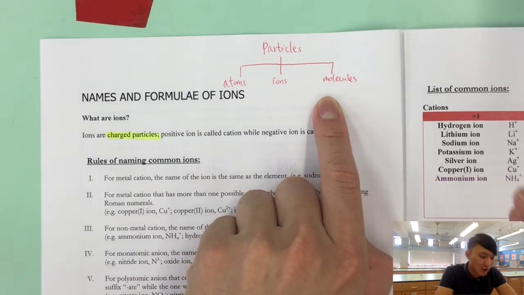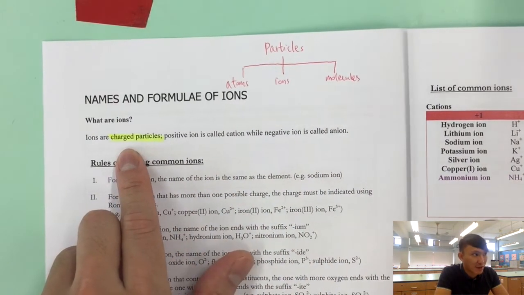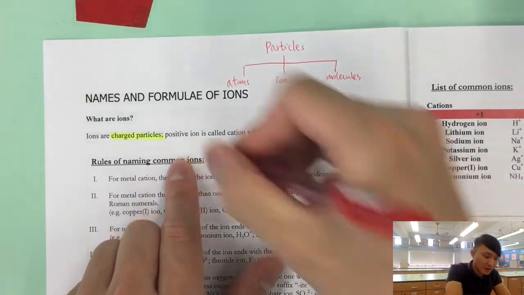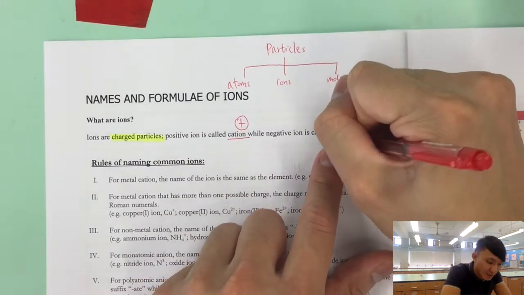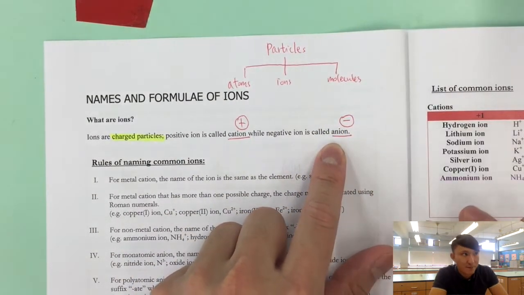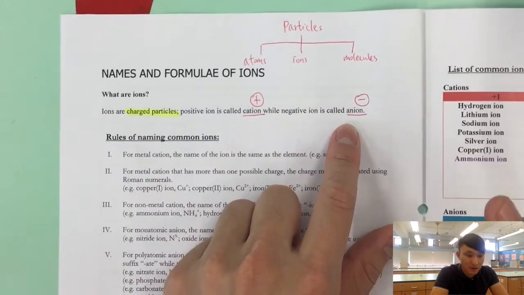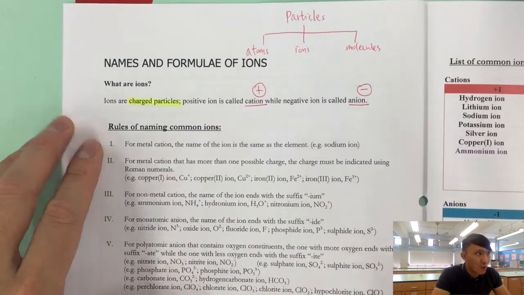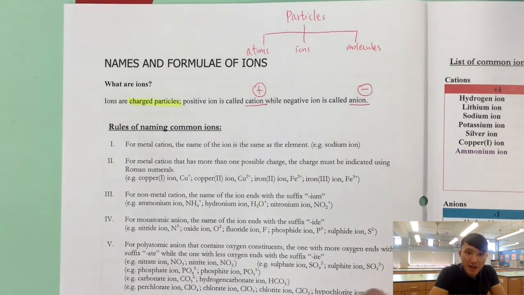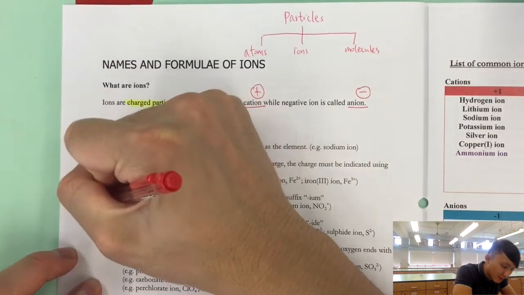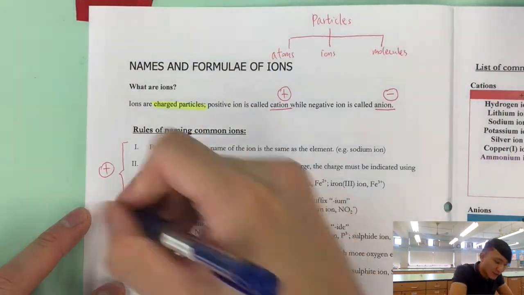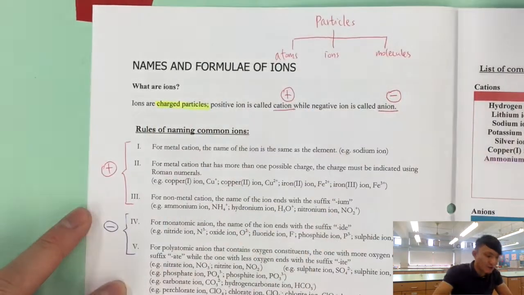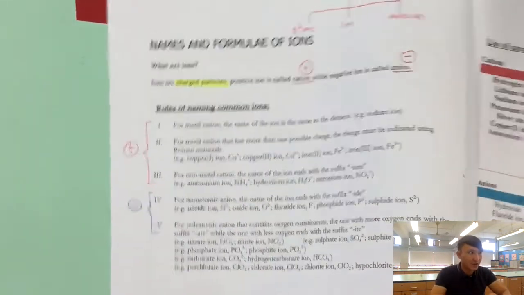Okay? So ions are charged particles, and if we have a positive ion, then we call it cation. If we have a negative ion, we call it anion. Okay? So bear in mind of these terms. Now down here, we want to know how to name ions. So these first 3 rules are talking about positive ions, and down here, these are talking about negative ions. Okay? So let's have a look.